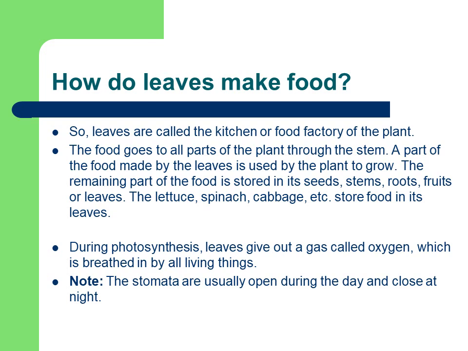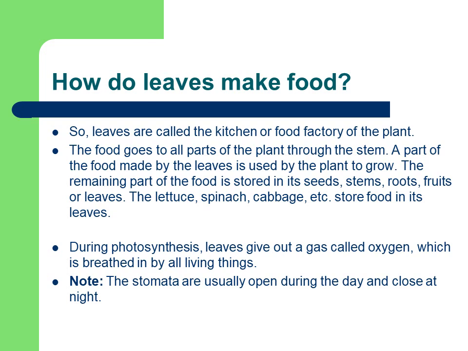Now here is a recap. Leaves are called the kitchen or food factory of the plant. The food goes to all parts of the plant through the stem. A part of the food made by leaves is used by the plant to grow. The remaining part of the food is stored. Where is it stored? In the seeds, stems, roots, fruits or leaves. The lettuce, spinach, cabbage, etc. store food in the leaves.